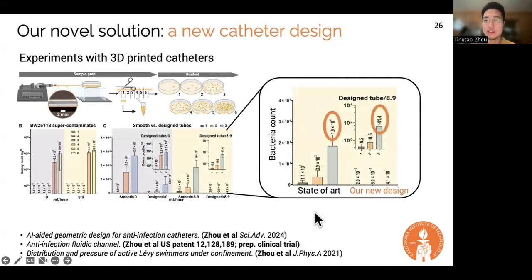At the end of the day, we see that our design seems to be really effective. If we compare the upstream amount of bacteria, we see a 100-fold suppression of the amount of bacteria upstream. So that seems to be really working, and we're pretty happy about it. We filed some patents, and currently we're fundraising for a clinical trial. So hopefully one day these catheters can really help patients.